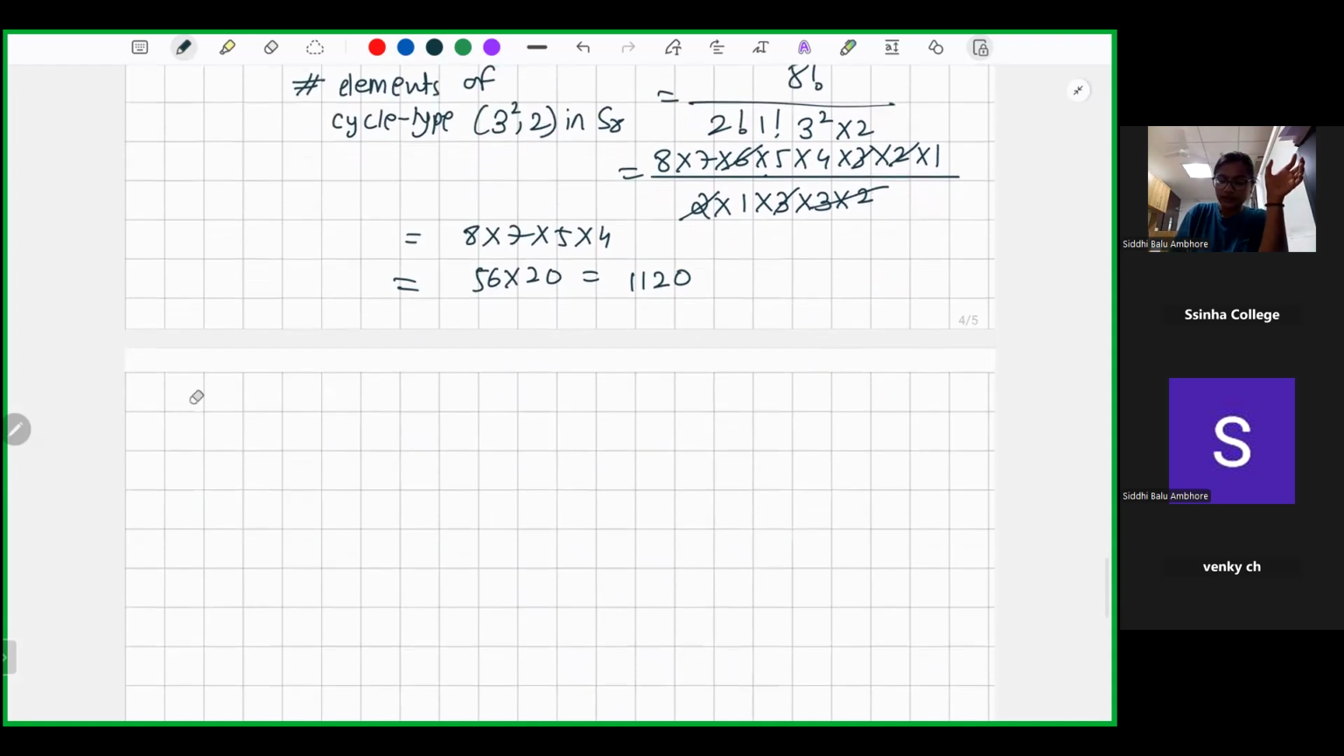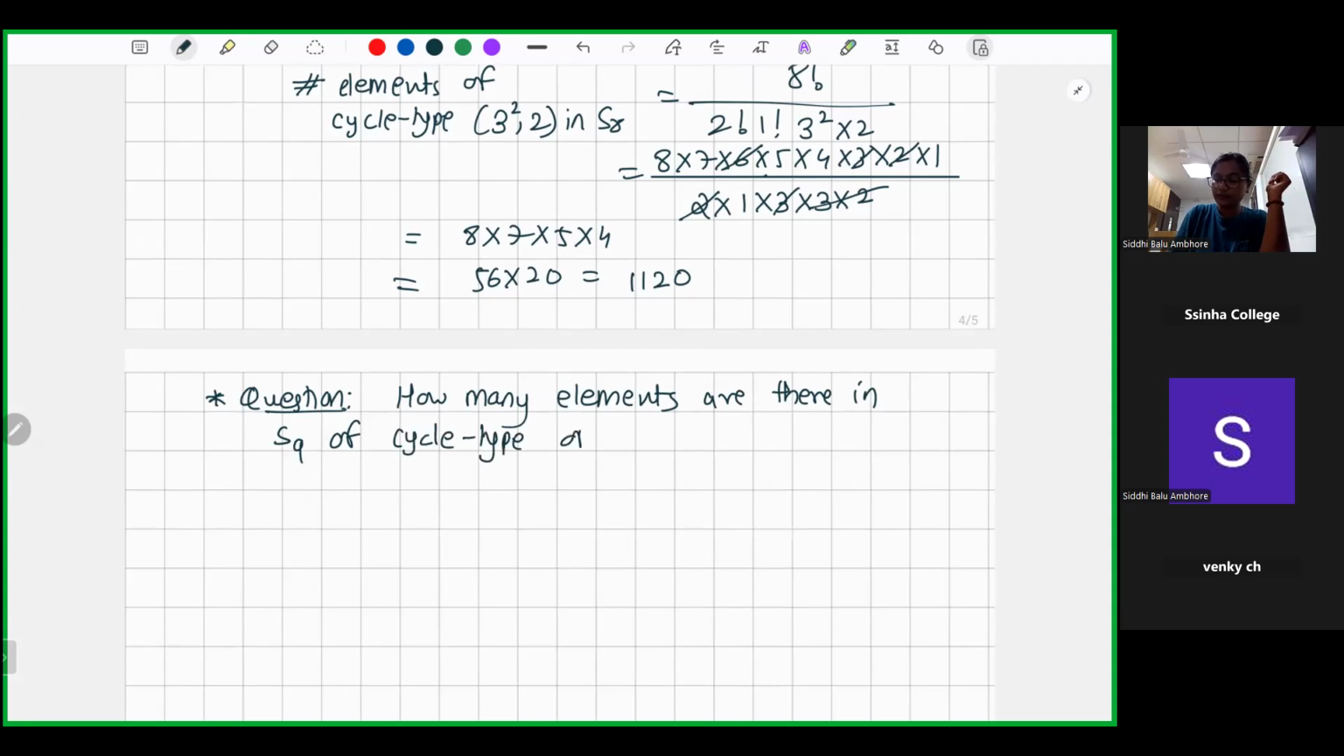Let me write a possible question here: how many elements are there in S9 of the same cycle type as, let me just write this below, or they can just give you something of this kind: 8 6 5 4 2 3.